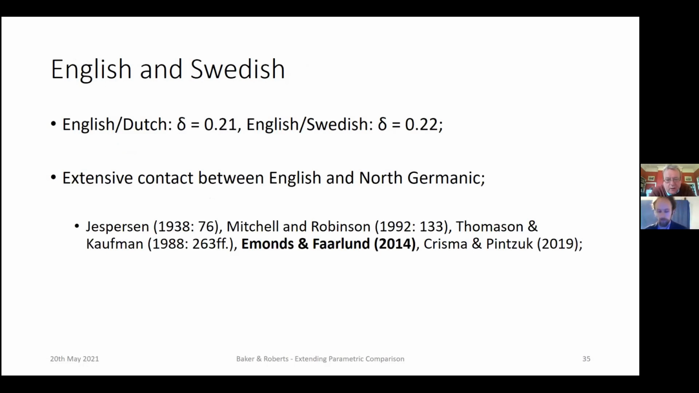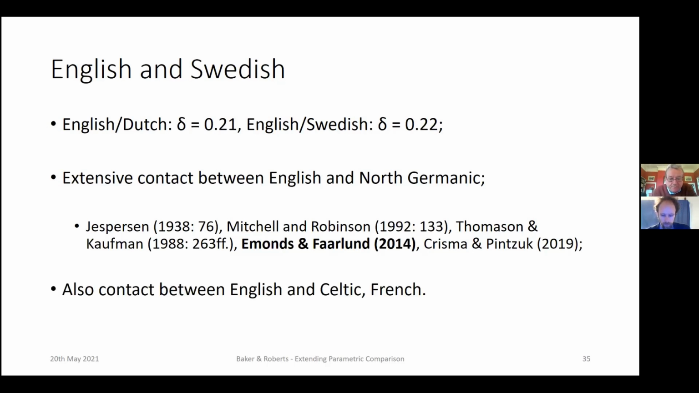Recently, as many of you know, there was a claim made by Emonds and Faarlund that English as a West Germanic language essentially died out in the 12th century and was replaced by re-lexified Old Norse. Our results don't necessarily corroborate such an extreme position. They merely corroborate the fact that there's been extensive contact, which is well known. Of course, there's also contact in the history of English with Celtic, which we have no evidence for at the moment because we don't, in this preliminary set of languages, have any Celtic languages, but Welsh and Irish are on their way.